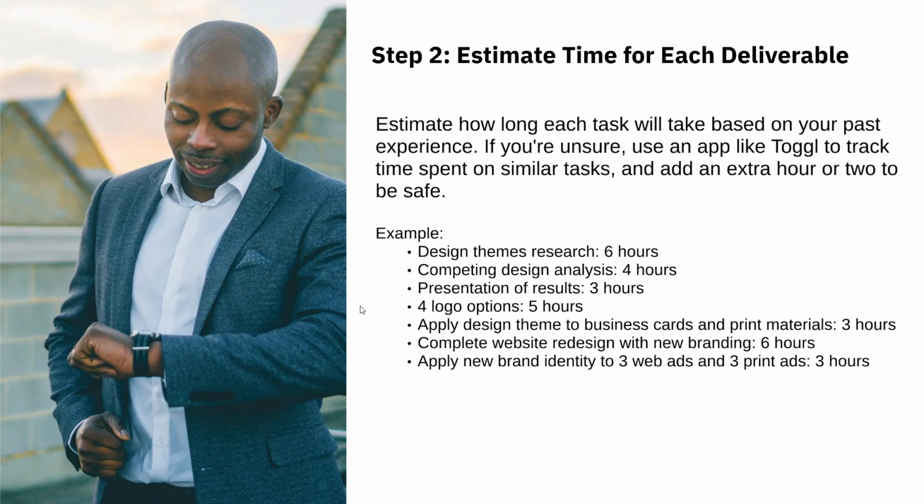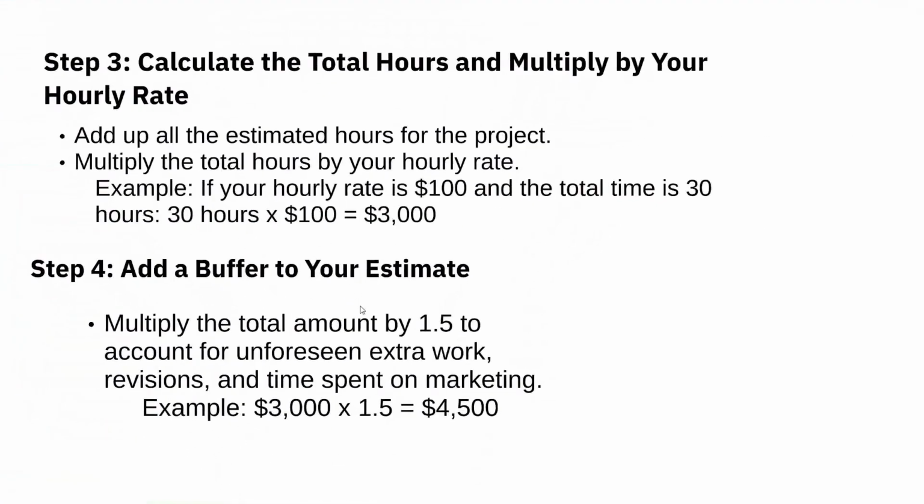An example, the design themes, when I researched them, they take 6 hours. This is an example. I haven't done this. I'm just saying as an example. So it's going to take me 6 hours to do that. Competing design analysis, 4 hours for that. Presentation of results, 3 hours for that. 4 logos, it's going to take me 5 hours to do that. So that's the example of how you can put down your time for each of the tasks in the deliverables.